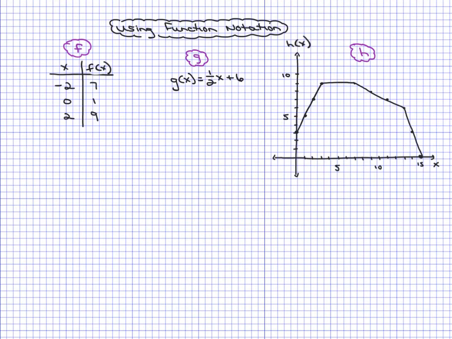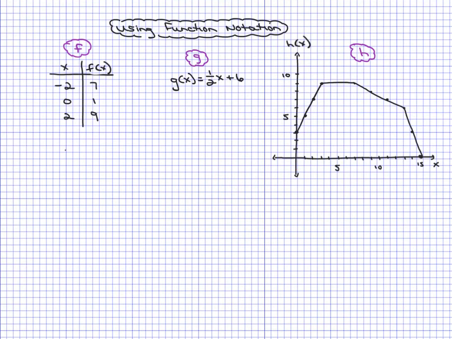In this video, we're going to practice using function notation to find input and output values. Now we have three different functions, each defined using a different representation. Function f is defined using a table of values. x is the input and f of x is the output. Function g is defined using an equation where x is the input, g of x is the output. And finally, function h is defined using a graph. x is the input, h of x is the output. All right, let's now do a whole bunch of different examples.